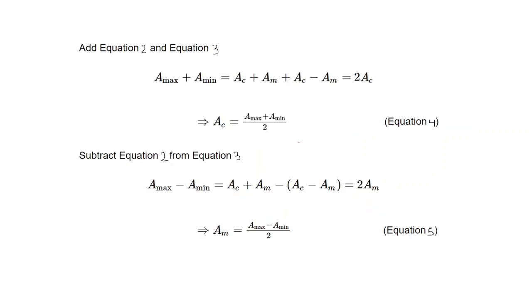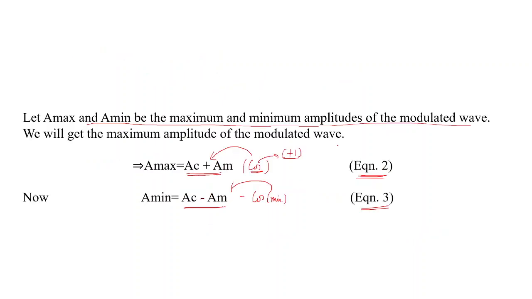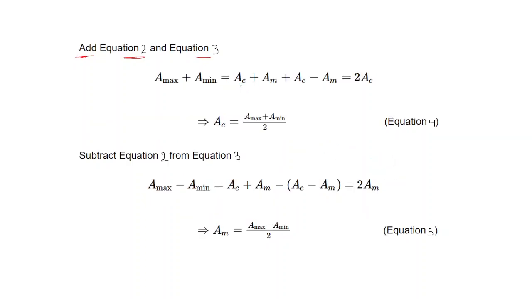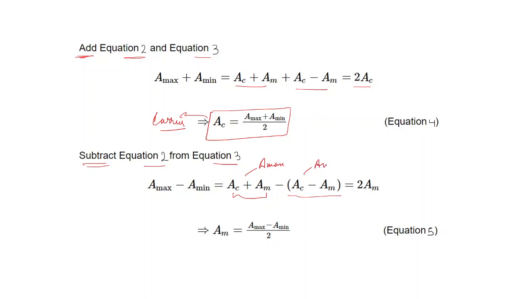With the use of equation 2 and equation 3, when we add both of them, what we are getting is AC and AM, and we're getting the equation this way. That means the amplitude of the carrier. Now we'll subtract equation number 2 and 3. When we consider this part, that is the Amax value. When we consider this part, that is the Amin value.